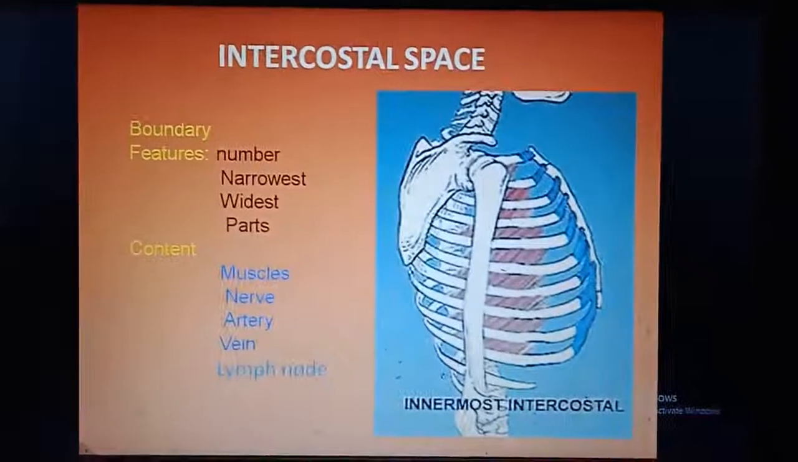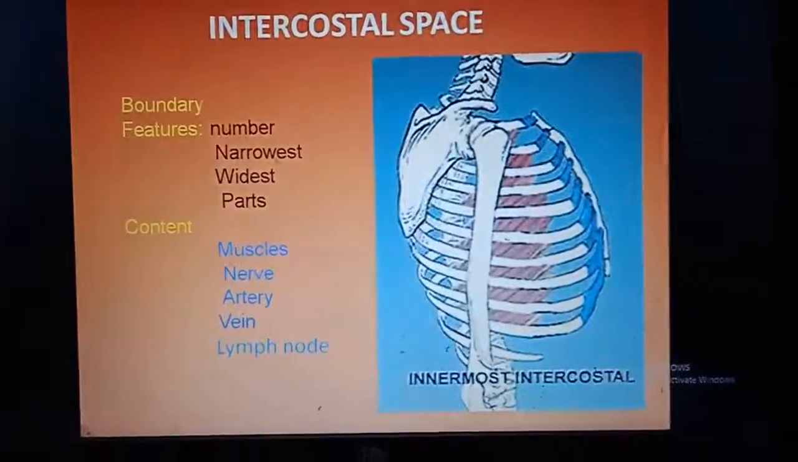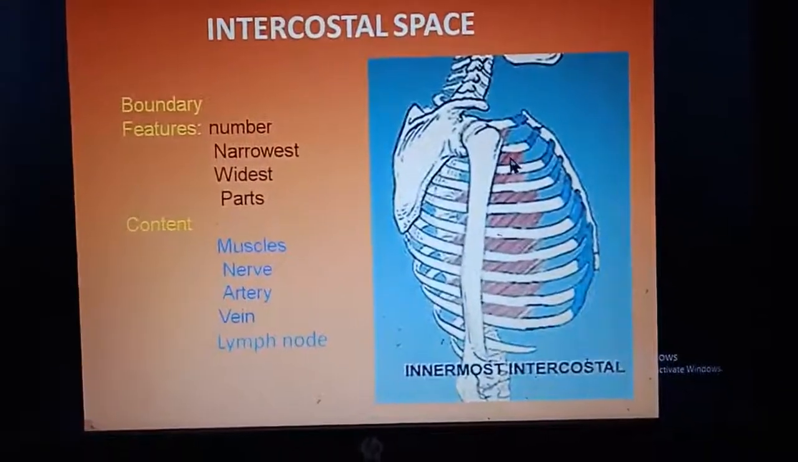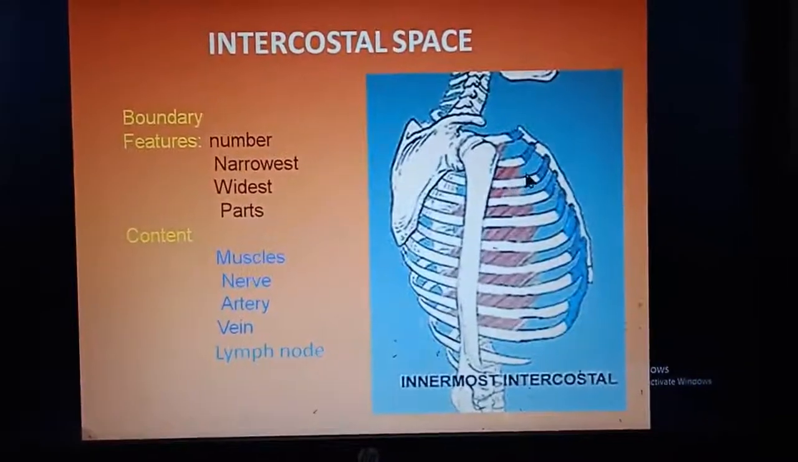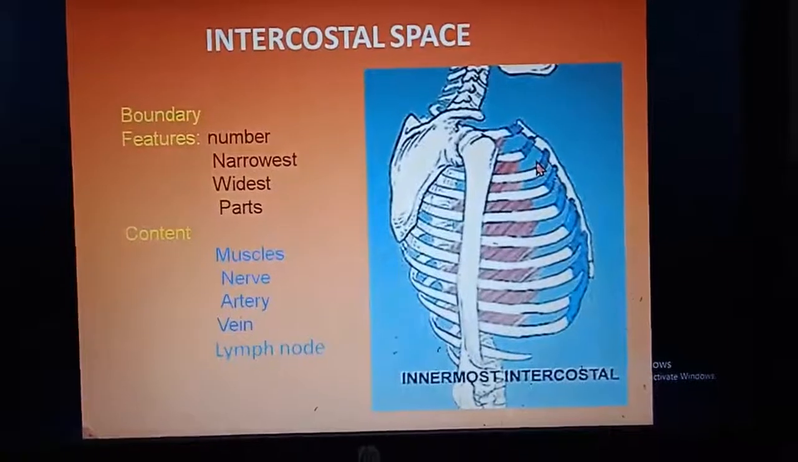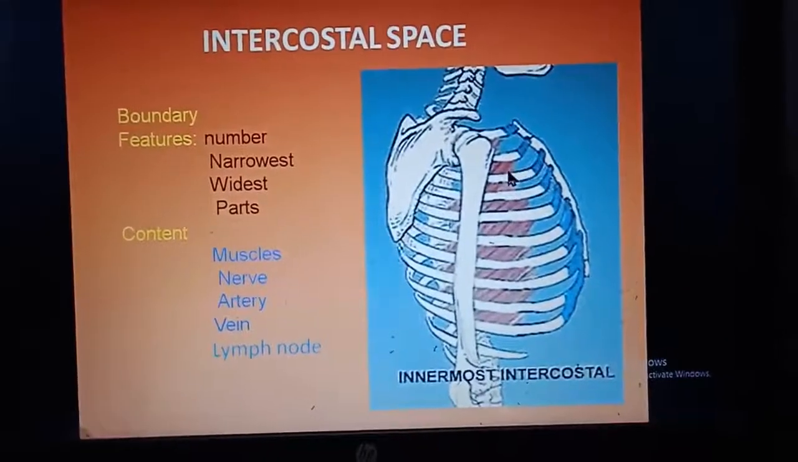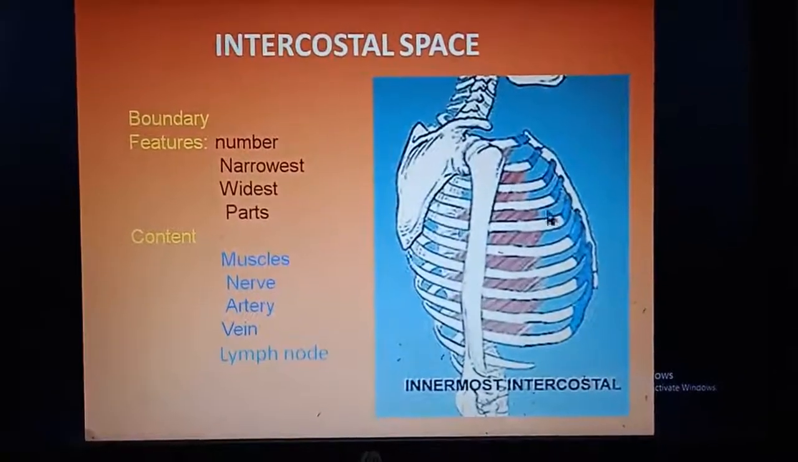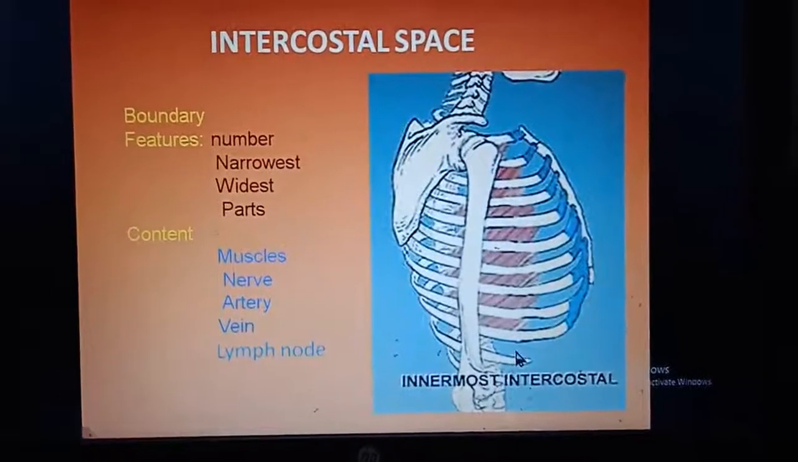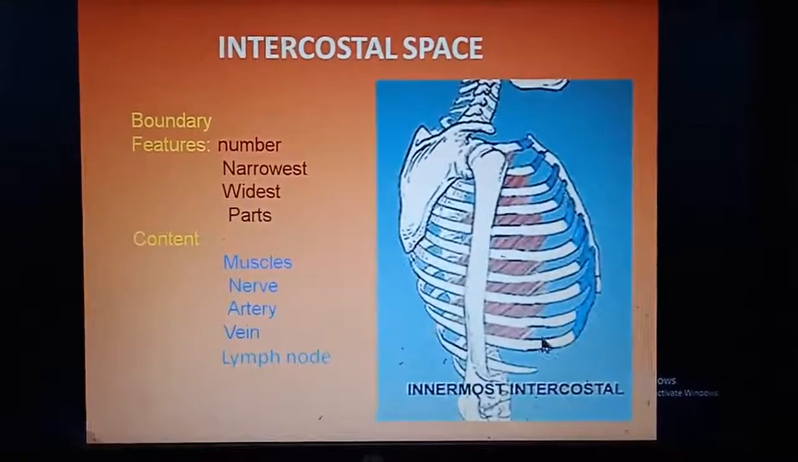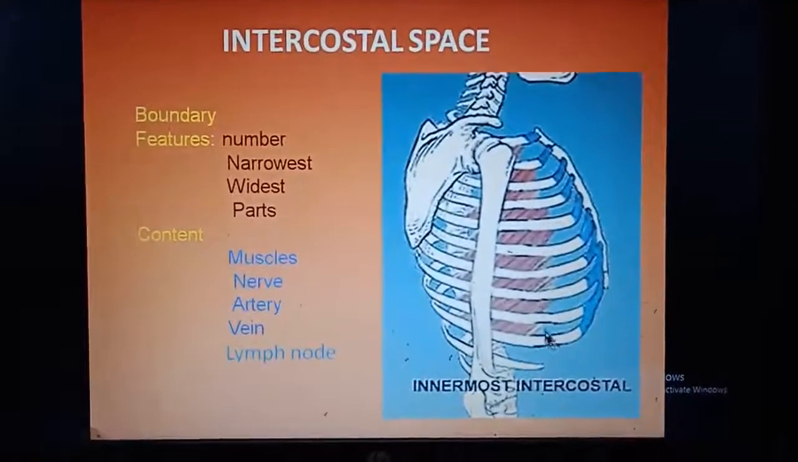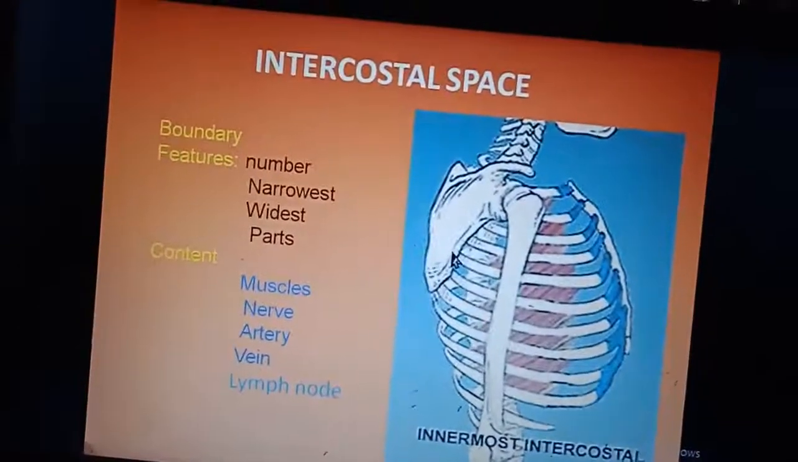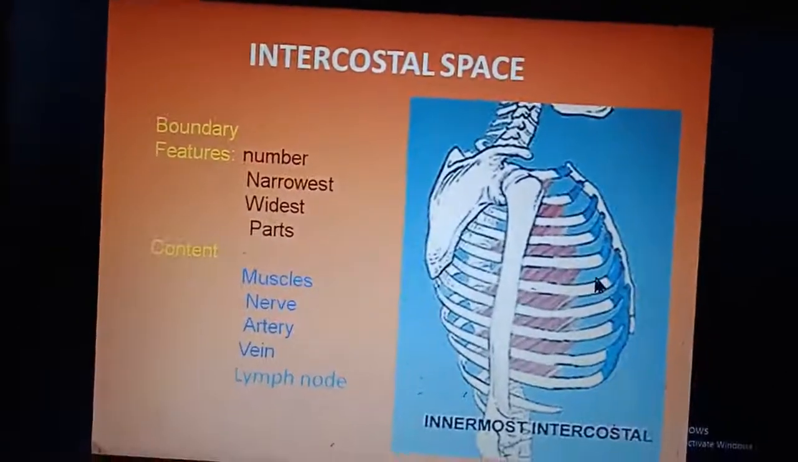Coming to intercostal spaces. Its boundary: it is bounded superiorly by the lower border of the upper rib and inferiorly by the upper border of the lower rib. About its features, the number: as the 11th and 12th are floating, there are only 9 intercostal spaces. It is narrowest by the side of the vertebra and widest at the costochondral junction.